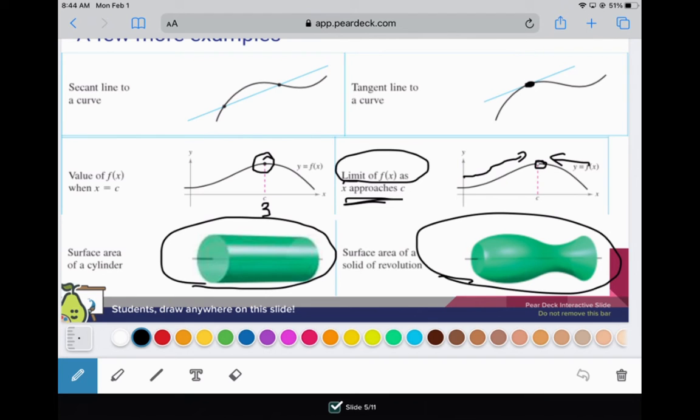So any questions, concerns so far? And what we're going to focus on for today is this one, to find the limit when it approaches a given point.